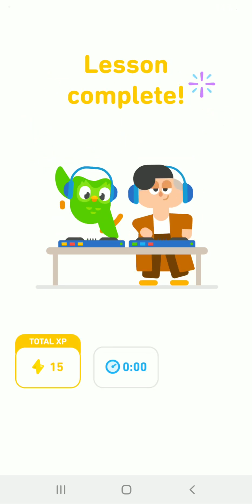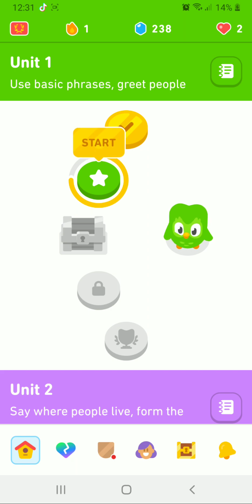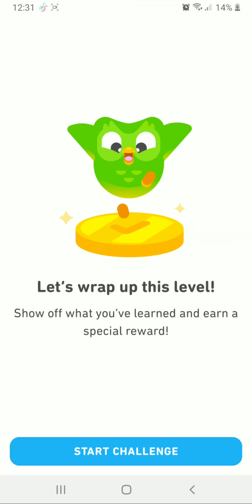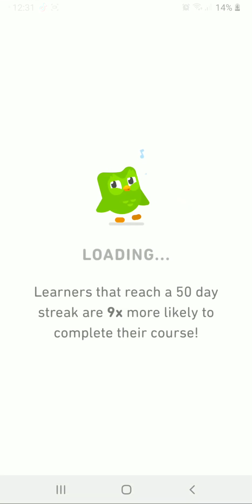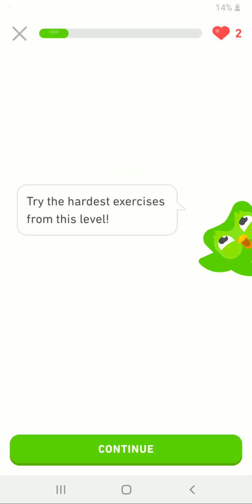So here we are done with the third lesson. I will pause. Probably there will be an ad. If not, then all right. So here I am. I'm back, and we can do the third one. And so Duolingo is saying let's wrap this up. So we will try to do this. I have 2 hearts left. I made some mistakes. And try the hardest exercises from this level.